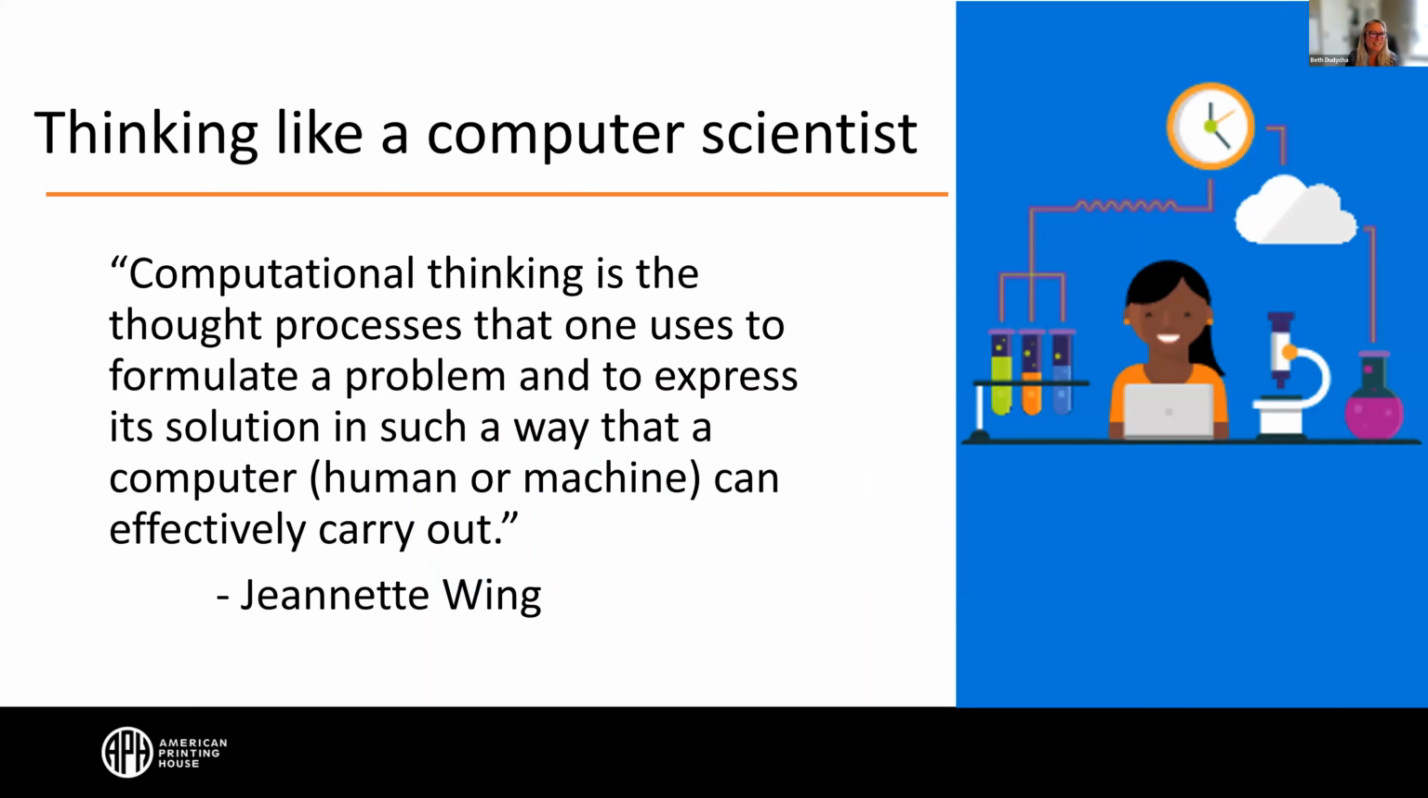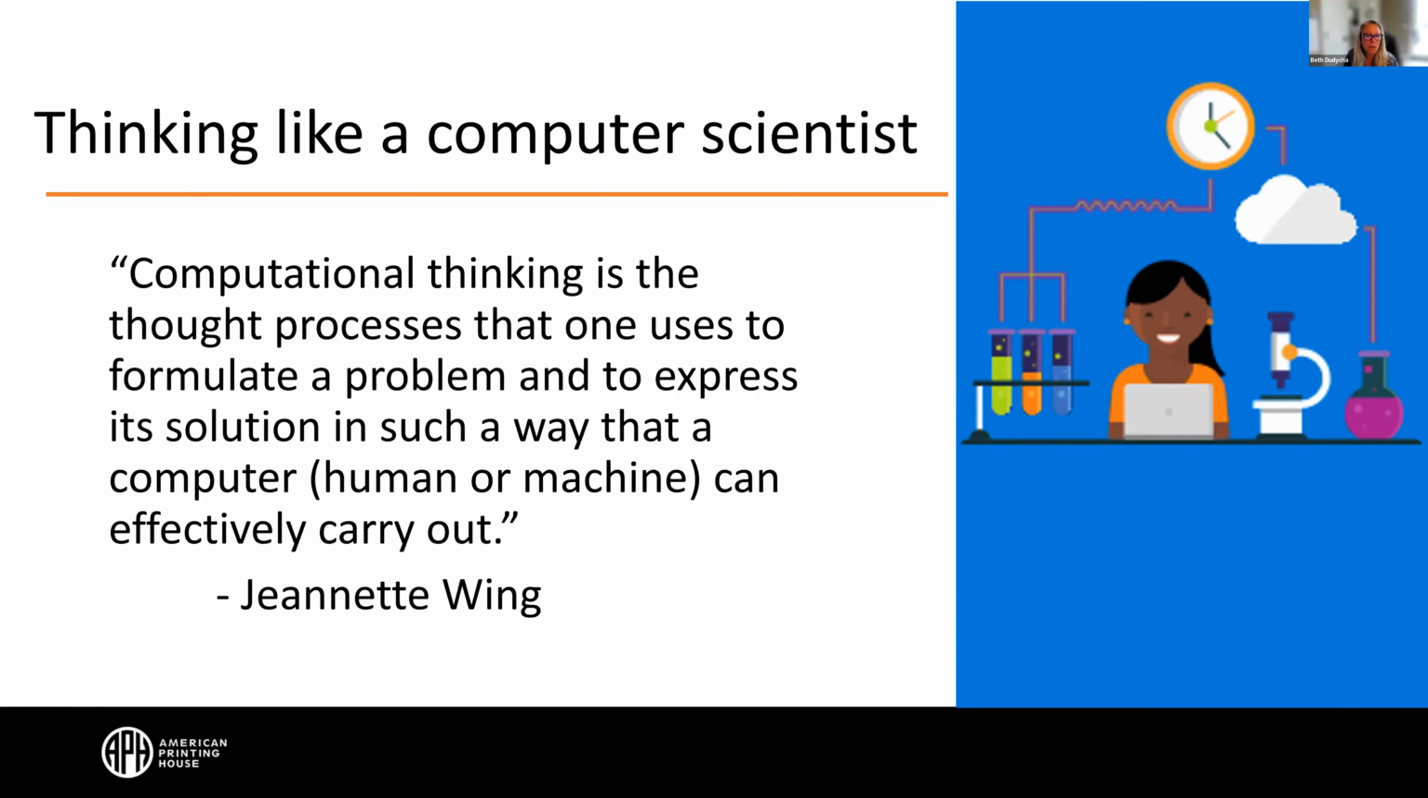Computer science, and this is a quote from Jeanette Wing, thinking like a computer scientist. And she says, computational thinking is the thought process that one uses to formulate a problem and to express its solution in such a way that a computer, human or machine, can effectively carry out. This term computational thinking is not exclusive to computer science. We use it a lot in math. We talk about it in other areas of life as well. It was coined in 1980 by a mathematician and computer scientist named Seymour Papert. I'm not quite sure about the pronunciation there, so I apologize.